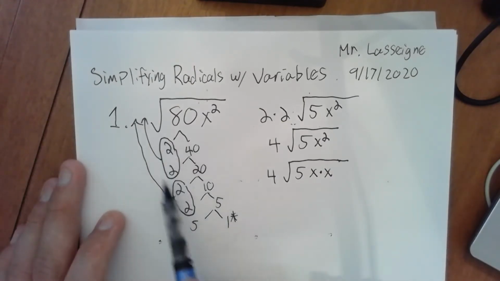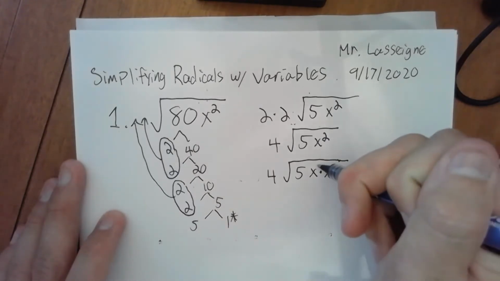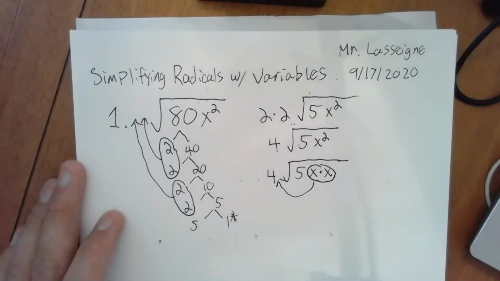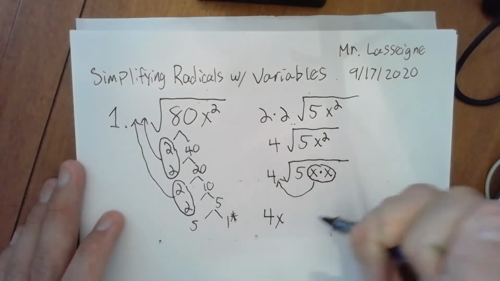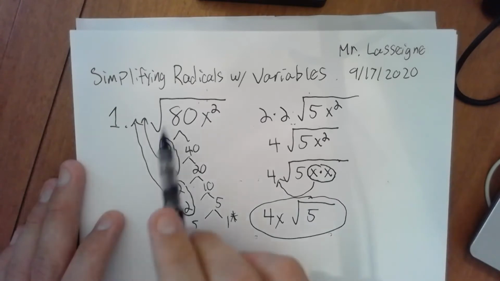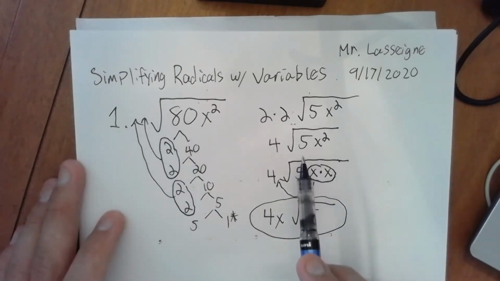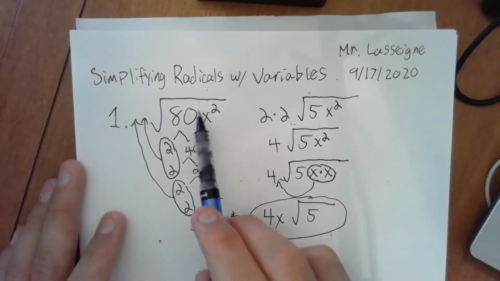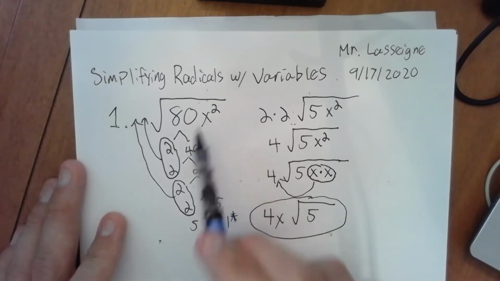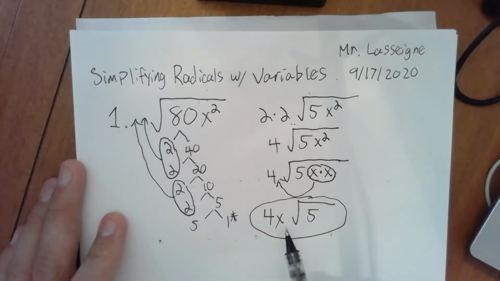Now, just like we did over here with our factor tree with our numbers, we do the same thing with our variables. So you circle your pair of x's, and you get to take out one x to the outside and put it with the 4. And there you have it. There's your final answer. What we actually did was we did the square root of 80 and simplified it, which gave us 4 times the square root of 5. And then we did the square root of x squared. Well, x squared is actually a perfect square. It's just x times x, just with variables. So that's where the x comes from on the outside.